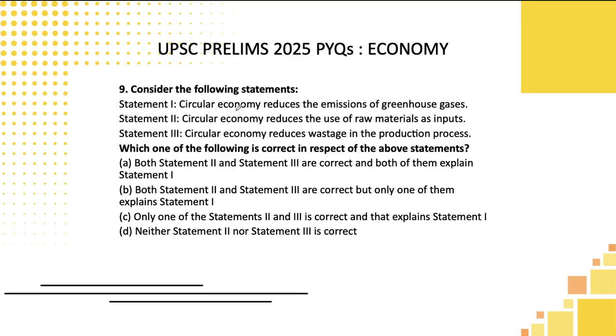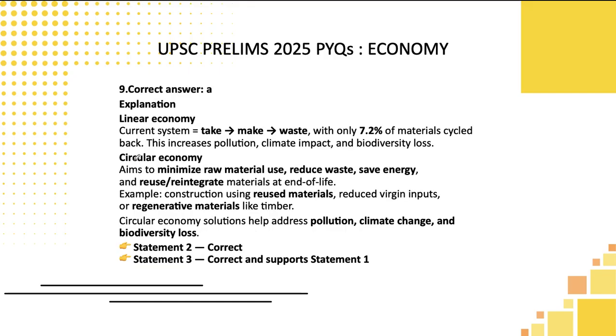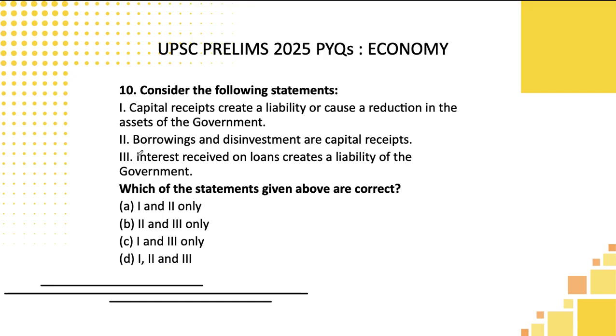9th one, circular economy reduces the emission of greenhouse gases. So circular economy means reduce, reuse, recycle. That is a concept. So "reduce" is almost given in all the statements, and that will be correct only, students. That is the basic theme behind the circular economy. Reduce, reuse, recycle. So which one of the following is correct? So basically all will be correct. So both the statements 2 and 3 are correct, and that also explains one. So the correct answer is option A. Let's move to the 10th one.